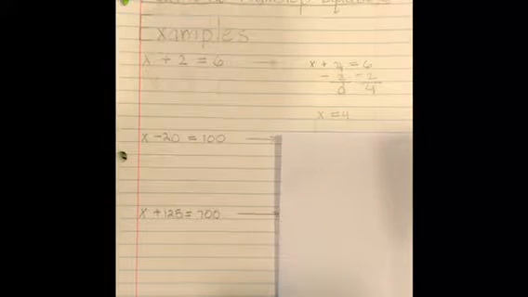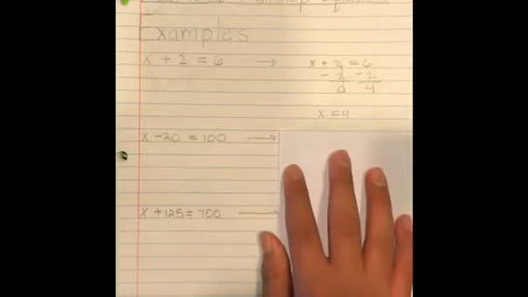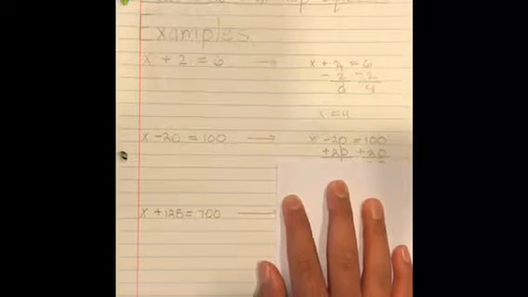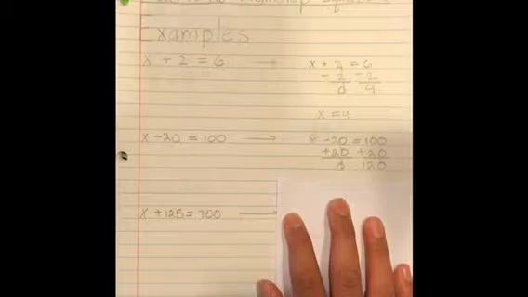Our second equation: x minus 20 equals 100. Same thing. Here's our given equation. Since it's a negative number, think of it like that. You would add 20 to it. You would add 100 plus 20, which should give you 120. Your answer is x equals 120.